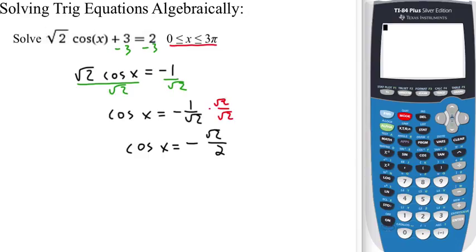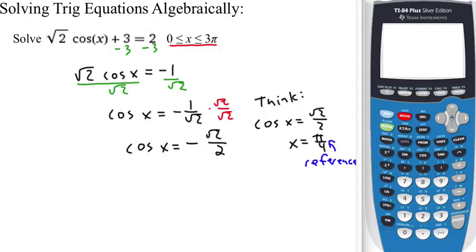All right? Now there's a couple ways to think about this, but the way that I think about it is I'm going to first think about this equation here, which is cosine x equals positive root 2 over 2. Okay? And I know that in that case, x is pi over 4. So what I'm going to do here is I'm going to call this a reference. Okay? That's my reference for this problem. So I know pi over 4 can't be an answer because I have a negative here. But I know there's going to be some reference of pi over 4.